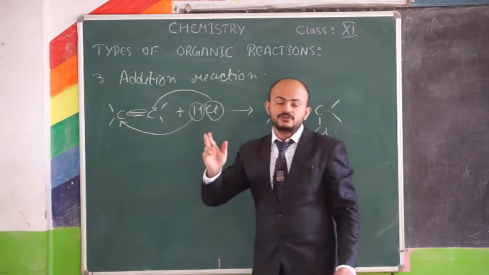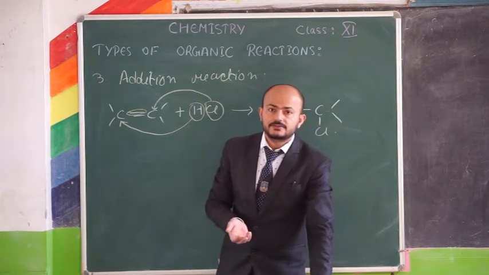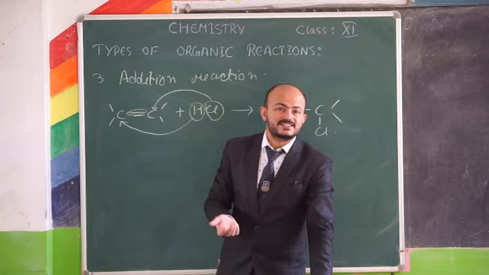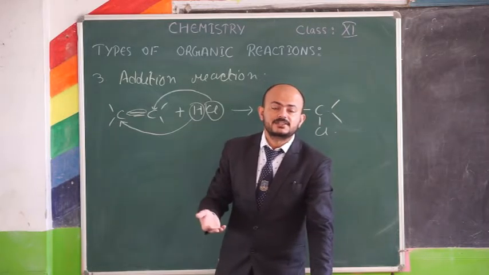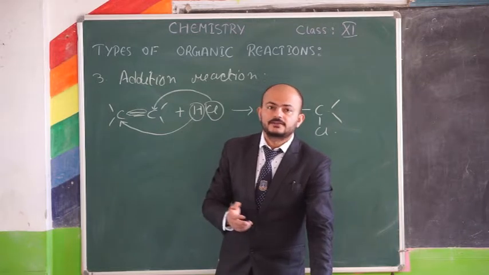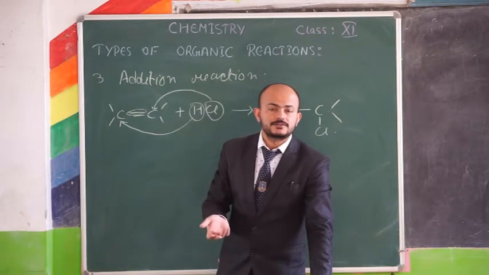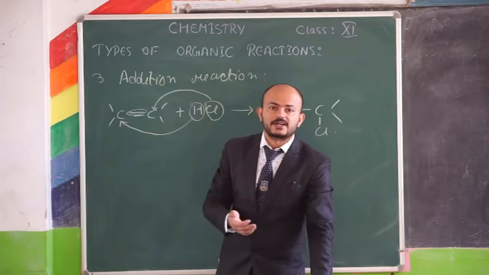Now there are two different types of addition reaction. The first one is electrophilic addition reaction, and the second one is nucleophilic addition reaction. So you know what an electrophile is? Electrophiles are electron loving groups. That means they are deficient in electrons. And nucleophiles, you know, are nucleus loving groups. That means they have excess electrons or negative charge.